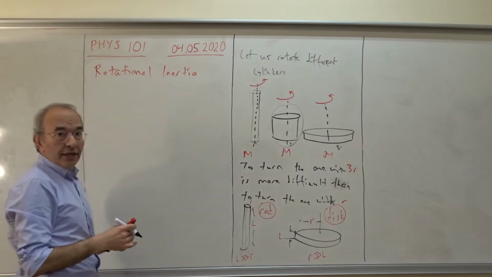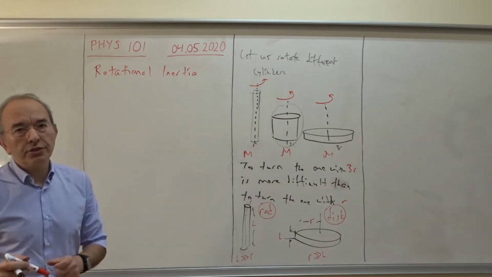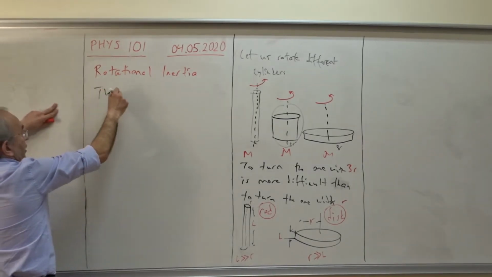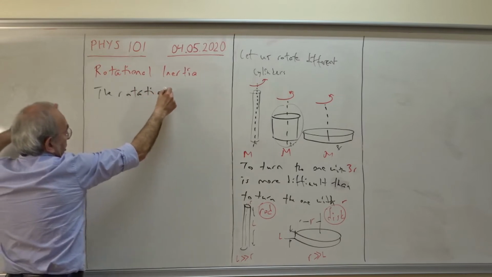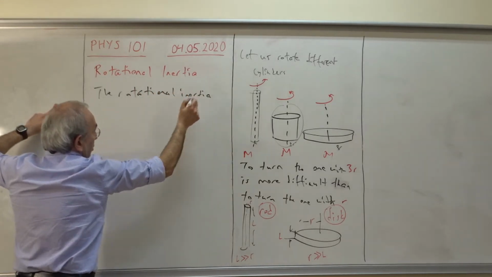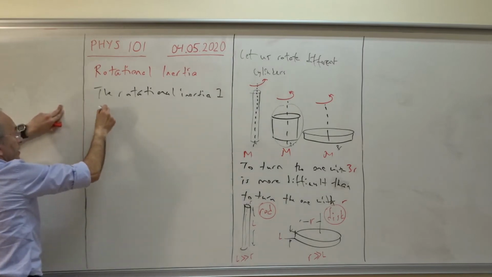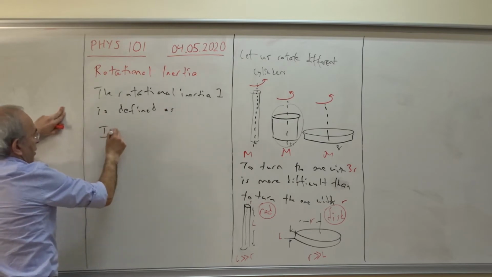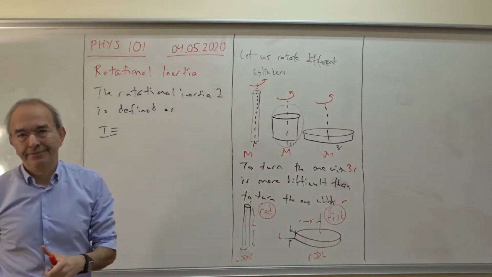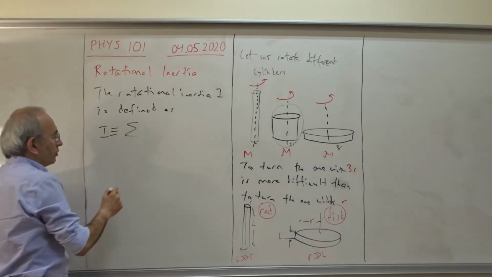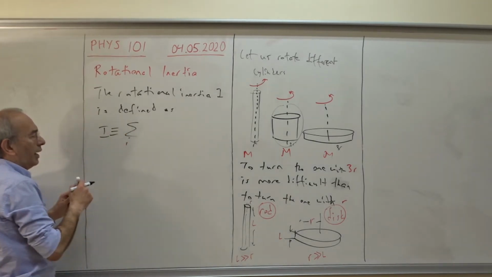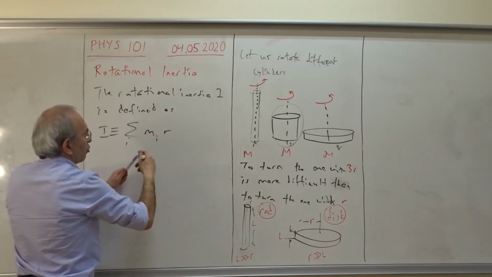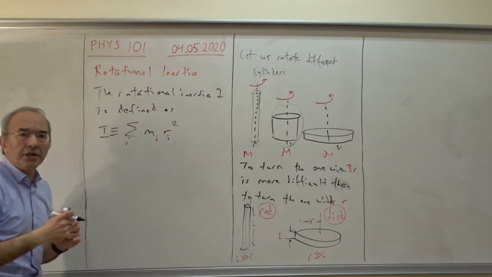The moment of inertia is first written by capital I. The rotational inertia I is defined as a summation. What kind of summation? For all i, it is m_i r_i squared. So what is the meaning of this simple definition?